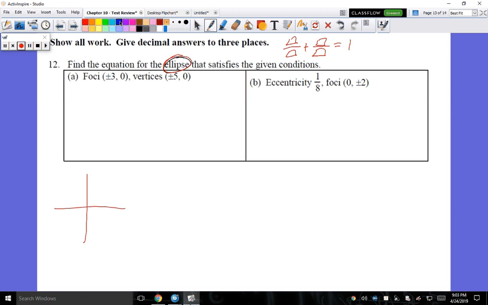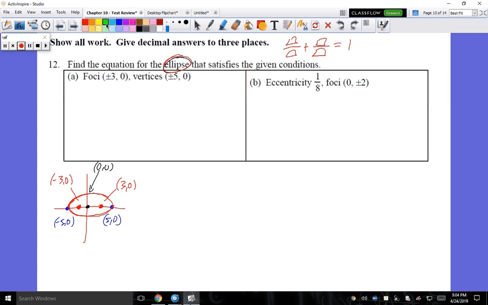The vertices are going to be at plus and minus 5, so like 5, 0, and also negative 5, 0. And the foci are going to be at positive 3, 0, and negative 3, 0. So this ellipse looks like it's going to be a horizontal ellipse because the vertices and the foci lie on that major axis. Okay? Alright, so let's go ahead and label this as 3, 0, and we'll label this as negative 3, 0. So if that's the case, we know that the center is at 0, 0 because it's equidistant from both sides, both for the foci and for the vertices.